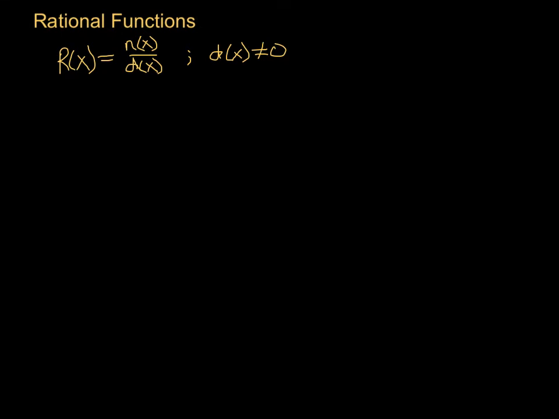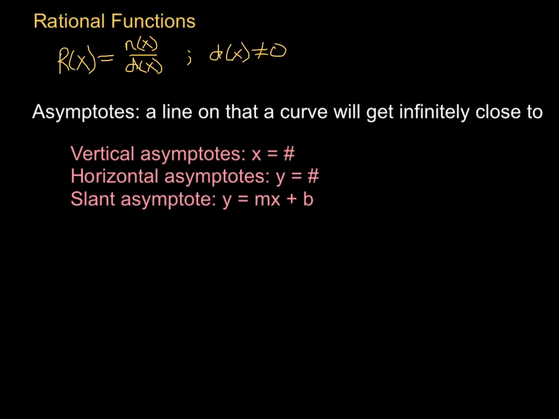A big topic that deals with rational functions is the concept of asymptotes. I think you've seen or heard of asymptotes before, but just in case you forgot, an asymptote is basically an imaginary line on a graph that a curve will approach and get infinitely close to, but it doesn't usually cross. It will cross sometimes for horizontal asymptotes, but a vertical asymptote it will definitely never cross.